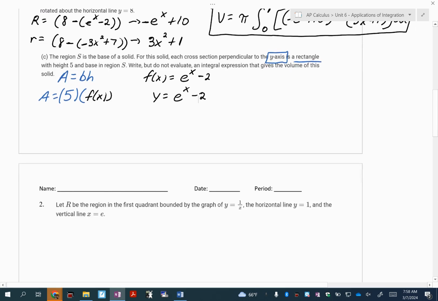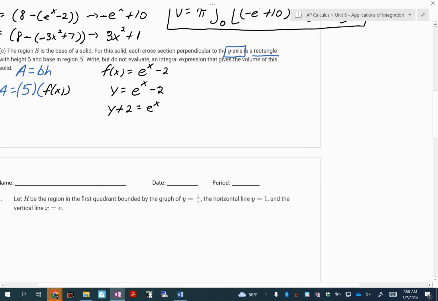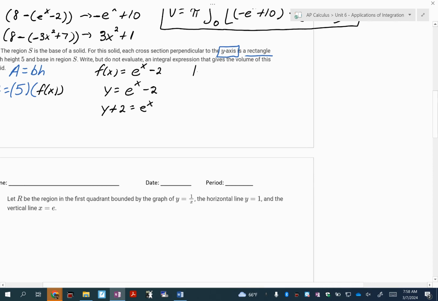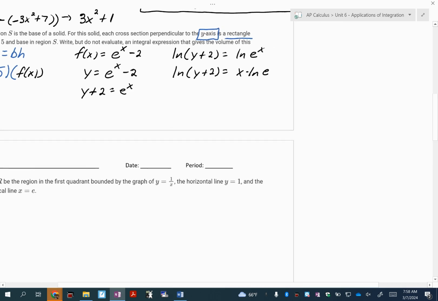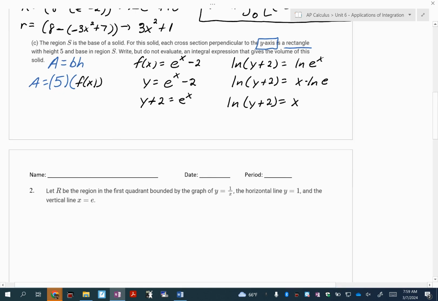We need to rewrite it as x in terms of y. So if I move that 2 over, I get y plus 2 equals e to the power of x. Then if you remember from your days in pre-calc, if I take the natural log of both sides, that will allow me to move that power of x to the front. And I'm hoping you remember that the natural log of e is just 1. So rewritten as x in terms of y is x equals the natural log of y plus 2.